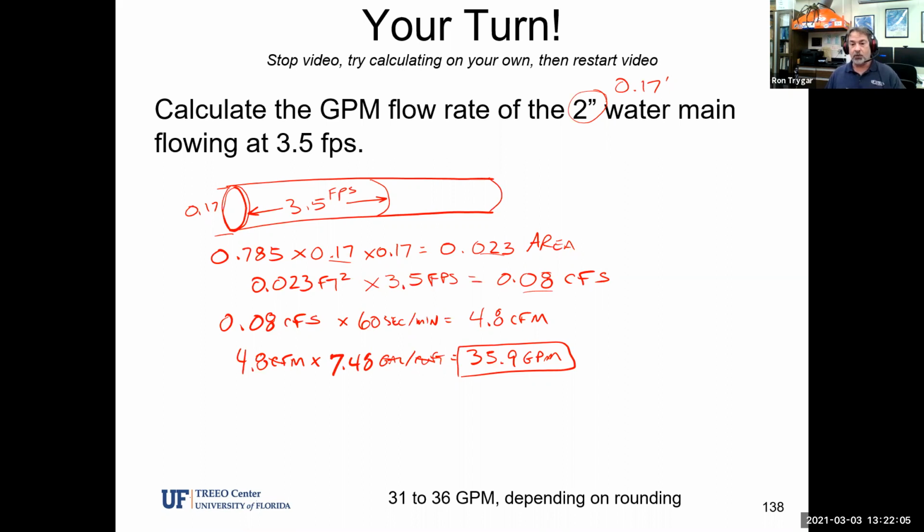If you came up with a number way different than that, then go back and figure out where you missed something. You should be somewhere between 31 to 36 gallons per minute. And that is the gallon per minute flow rate.